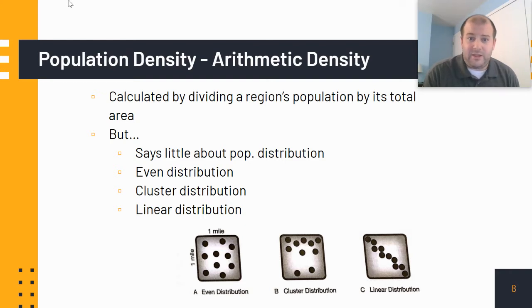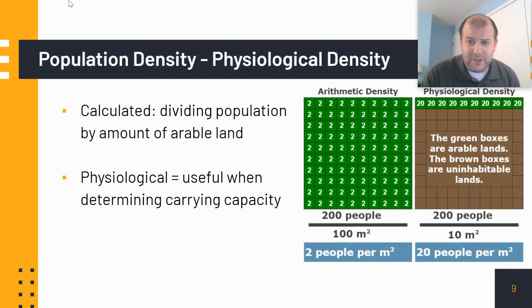So again, arithmetic density tells me nothing about whether you have an even distribution of people across the country, a cluster distribution in certain parts of the country, or a linear distribution. Okay, but again, it still has its uses as a comparison measurement. The next type of density is physiological density. Here I'm going to take the total population, but I'm going to divide by just the arable land, or land that is suitable for agriculture.